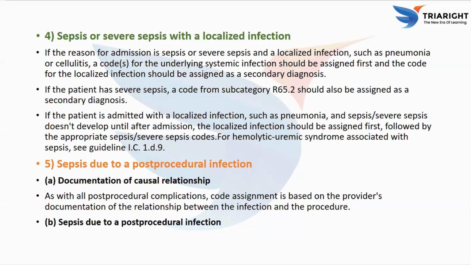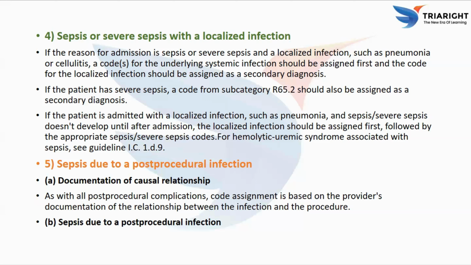If severe sepsis is present, you have to assign the code R65.2 for severe sepsis as a secondary code. You also have to add specific organ dysfunction codes, for example acute kidney failure N17.9. Even though the patient also has pneumonia or cellulitis, the sepsis is more serious, so it becomes the principal diagnosis.